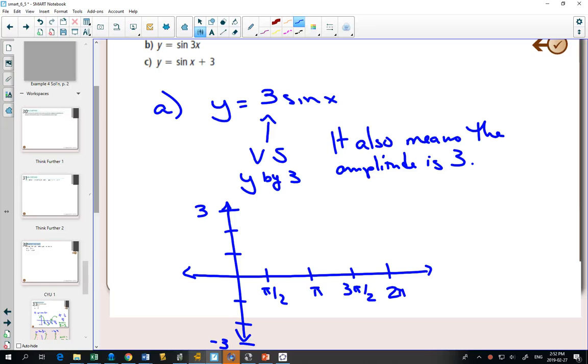Going to graph this, the sine graph starts in the middle going up, so it goes middle to max, back to middle, down to minimum, back to the middle. And having that vertical stretch just changes our amplitude, and we can use that as a shortcut to quickly graph our sine graph.